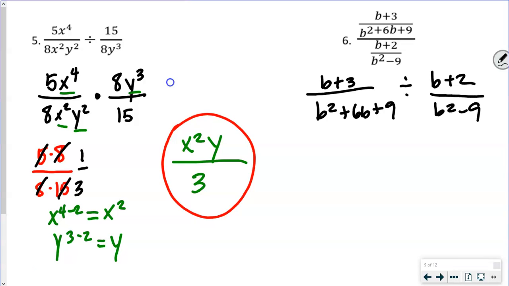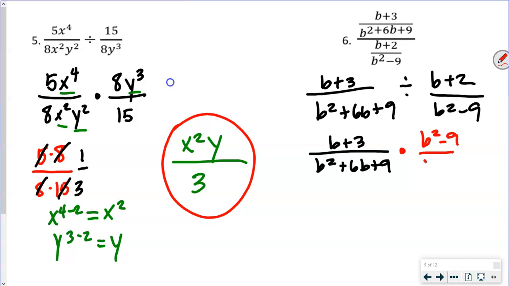Now, we're going to keep change flip, right? So we're going to keep our first term, which is b plus 3 over b squared plus 6b plus 9. But we're going to change our division sign to multiplication, right? We're going to flip this, okay? So this is now going to be b squared minus 9 over b plus 2. So now what I want to do is go ahead and simplify this, okay? Simplify anything I can.